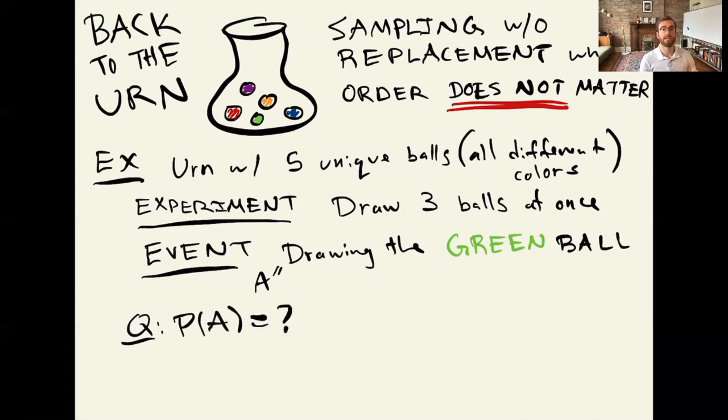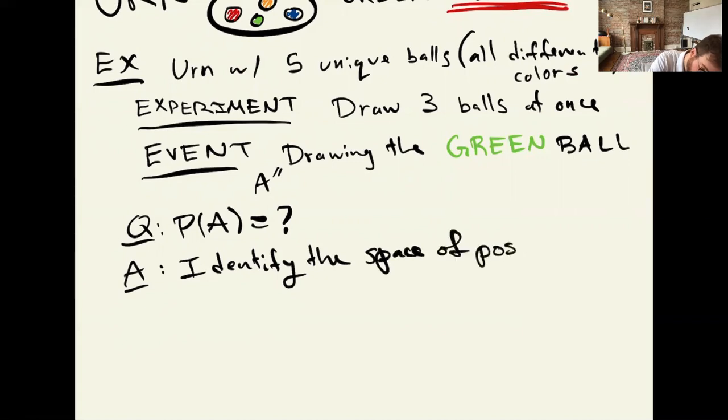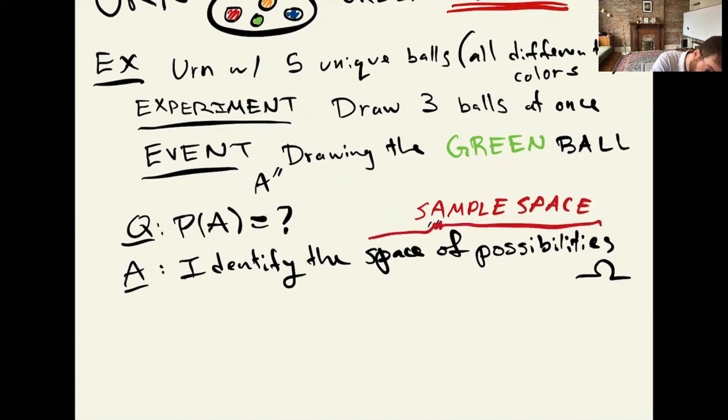So the first thing we need to do is identify what is the space of possibilities, omega. Again, we call this the sample space. So you need to figure out how many size 3 subsets there are when I'm drawing from 5 distinct objects.